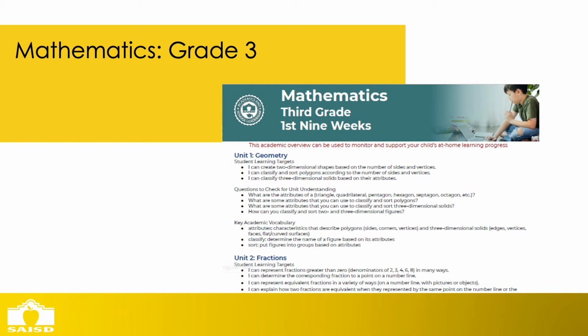Let's take a look at Mathematics Grade 3. This academic overview can be used to monitor and support your child's at-home learning progress. As you can see under Unit 1 Geometry, your student learning targets. These are the targets that should have been met in the first 9 weeks. You will also see questions to check for unit understanding. You can ask these questions to your student to make sure they have an understanding of what was taught in the first 9 weeks. And then the key academic vocabulary are some words and phrases that your student will have learned in the first 9 weeks.